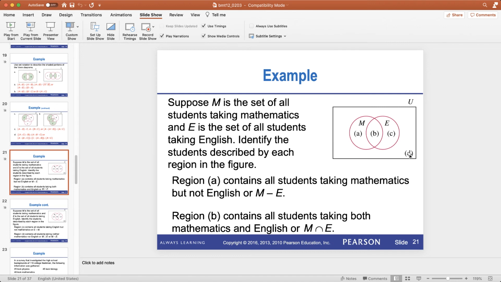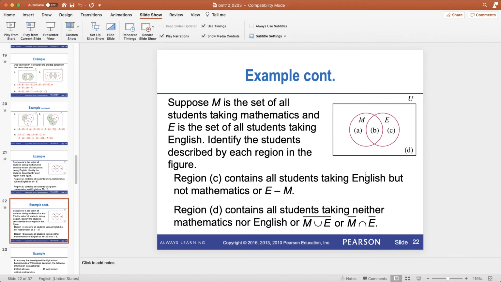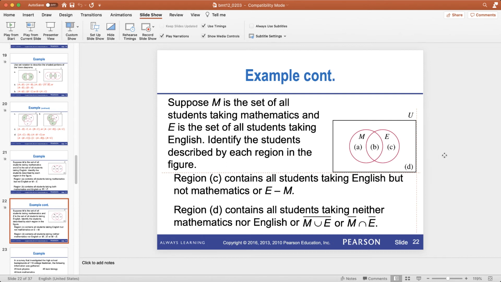And then what are students over here in D? Students in D are not taking either math nor English. They're out here. So that would be the complement of this union, right? You color all this in, both circles, and the complement of that would be outside of the circles. So it'd be in here, right? It's the intersection of the complements, so it's outside of this one and outside of this one, and you just join them.